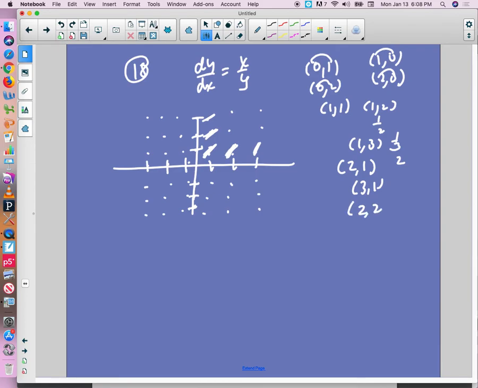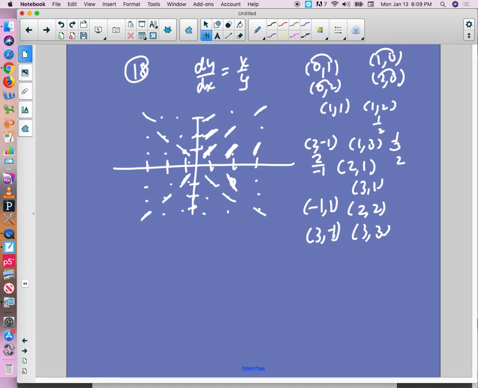At 2, 2, you get 1. And at 3, 3, you're going to get 1. And as you are at all of these. At negative 1, 1, right here, you're going to get negative 1 in all of these places. Okay. Now let's go to 2, negative 1. All right, x over y. You get negative 2, so a little steeper. And then at 3, negative 1, you get negative 3, even steeper.